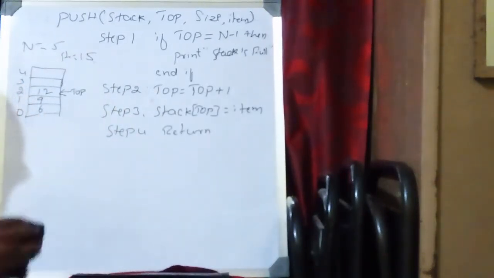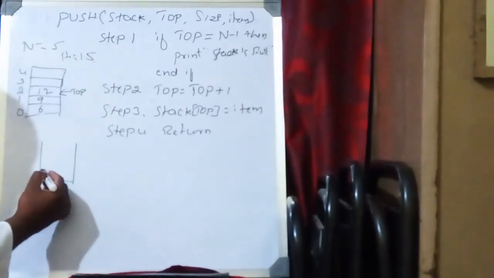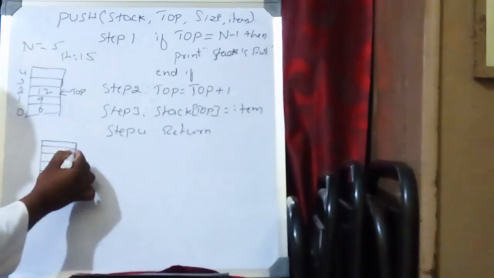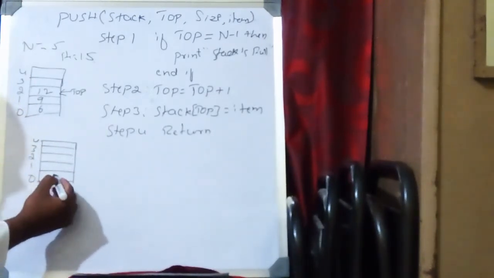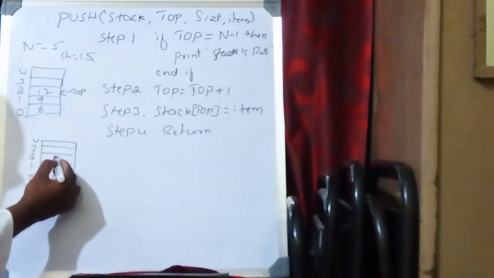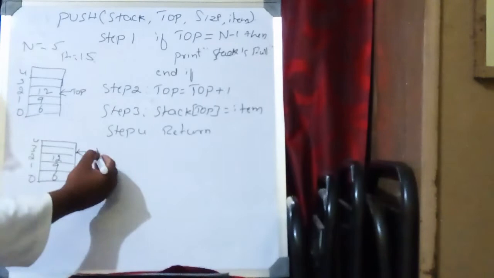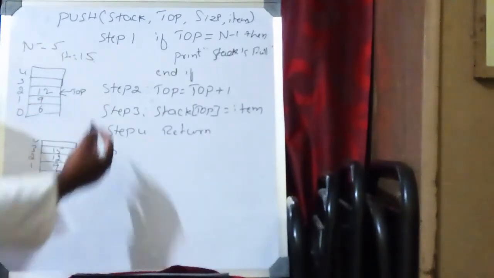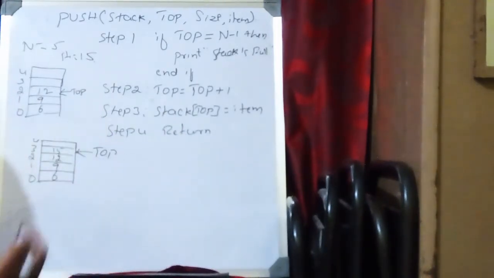I will write another diagram here. Zero, 1, 2, 3, 4, 6, 9, 12. This is top. Now top will be incremented. This is top. Here we are entering the value 15. Now we are returning the top value. Here we are returning one element, that is top we are returning here.